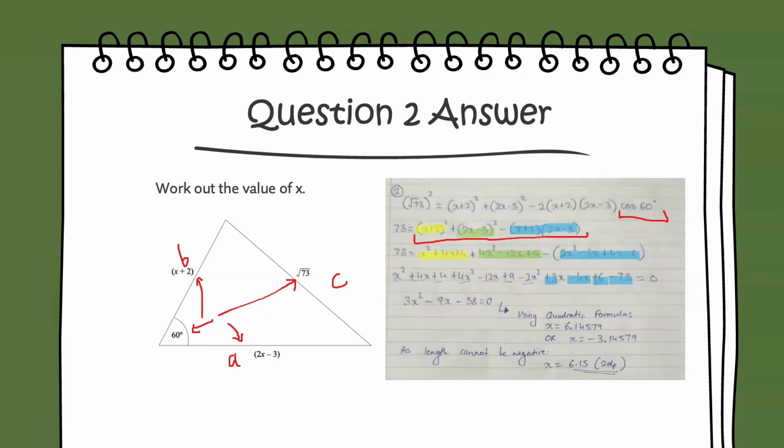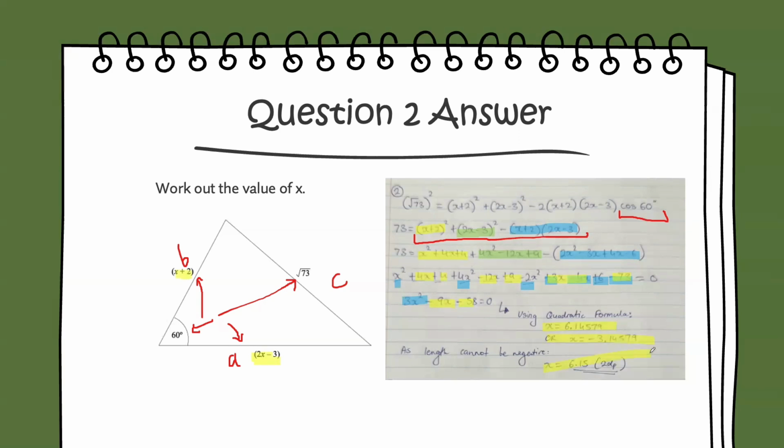Now, if we add up all the like terms together, we've got an x squared here, plus 4x squared minus 2x squared, which gives us 3x squared. We've got 4x minus 12x plus 3x minus 4x, which gives us negative 9x. And we've got 4 plus 9 and minus 73, which gives us negative 58. And then using the quadratic formula, we get these two solutions. However, since we're looking at a length here, and the length cannot be negative, the answer has to be 6.15, correct to two decimal places.